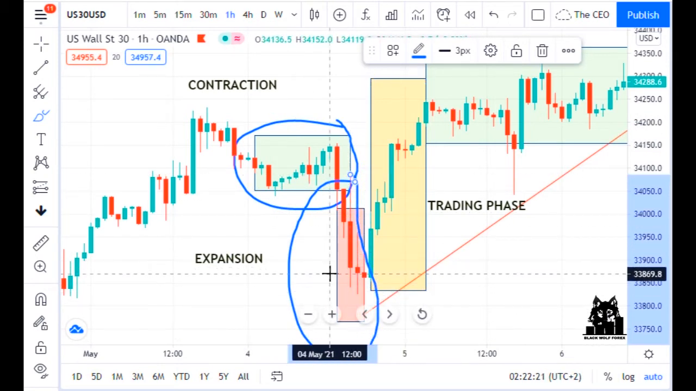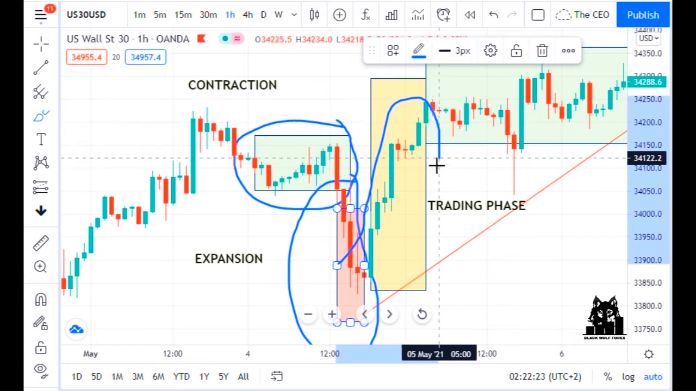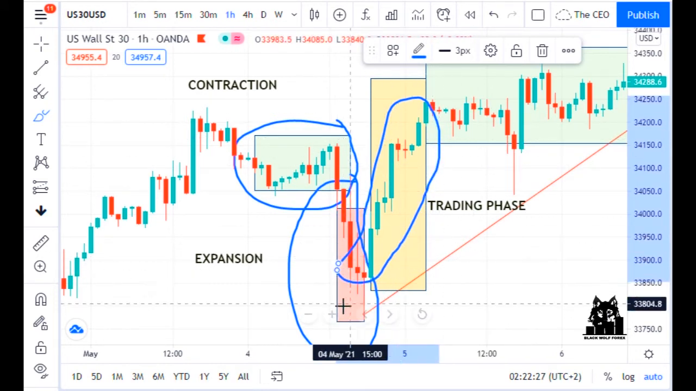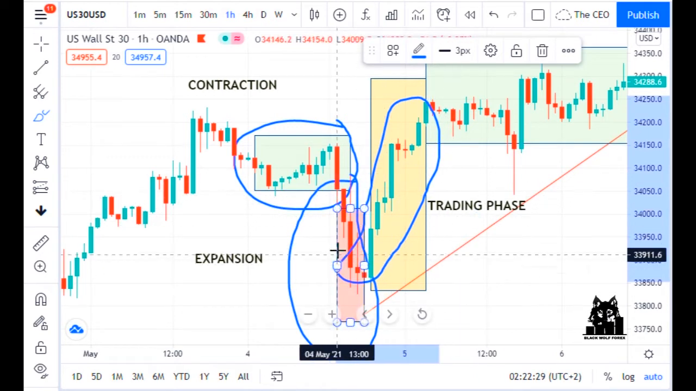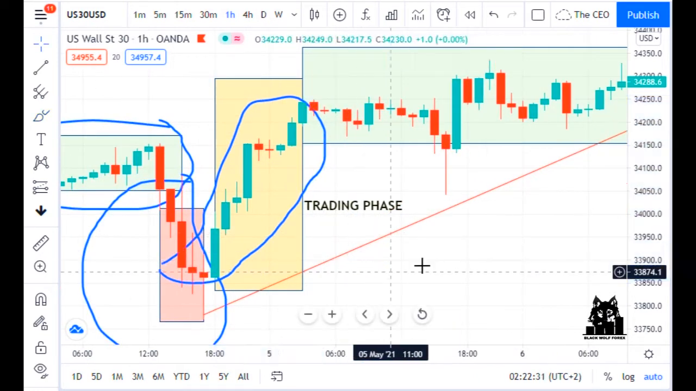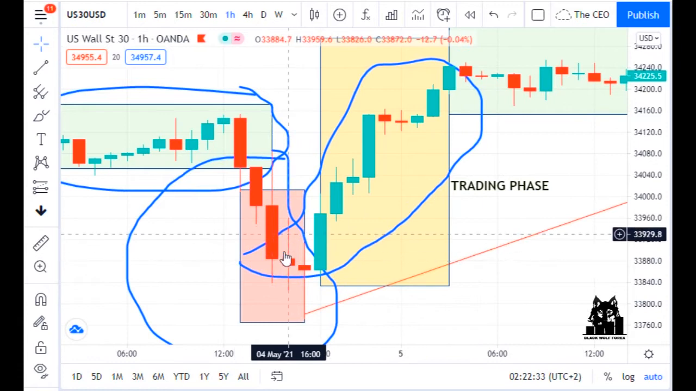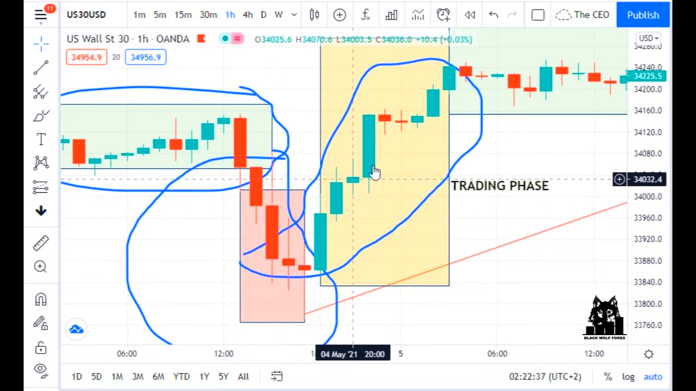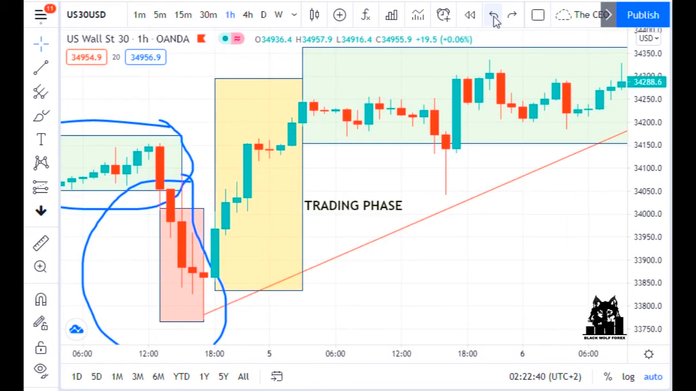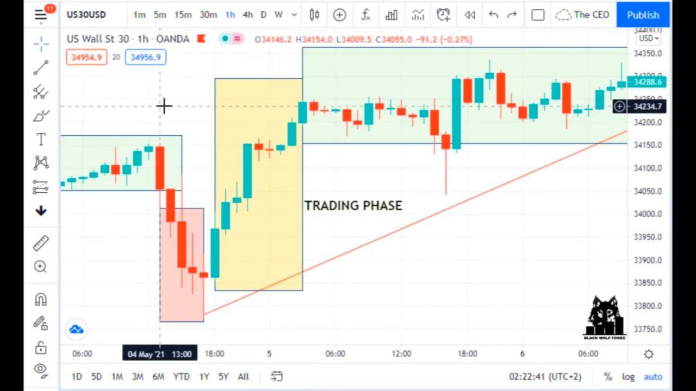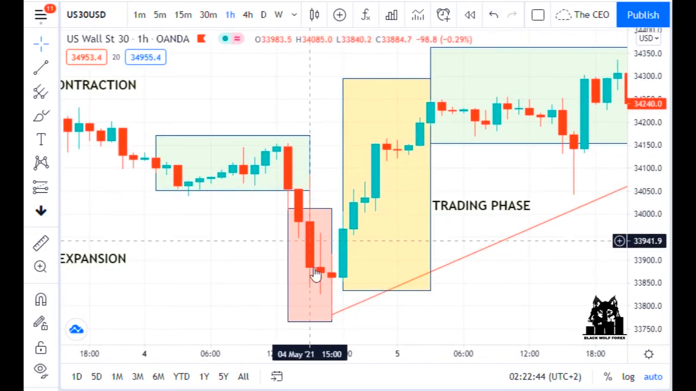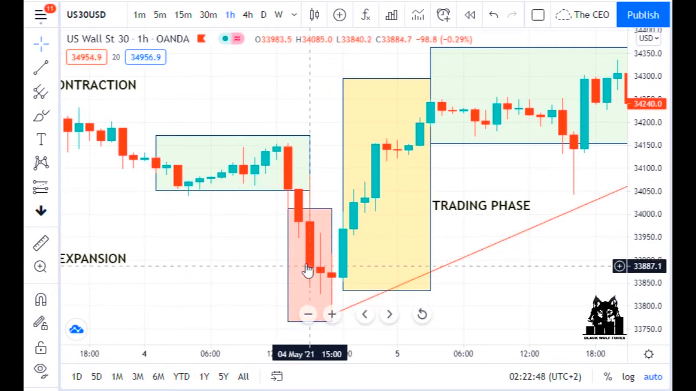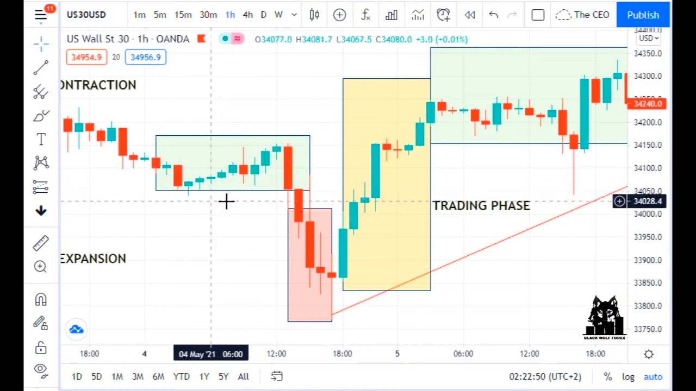This is where you trade, guys. Your trading phase. Just look at how big it is. If you look here, you see the market had so many price rejections. It's not healthy to trade during such a session where there are so many rejections, because after a contraction phase we expect an expansion phase.